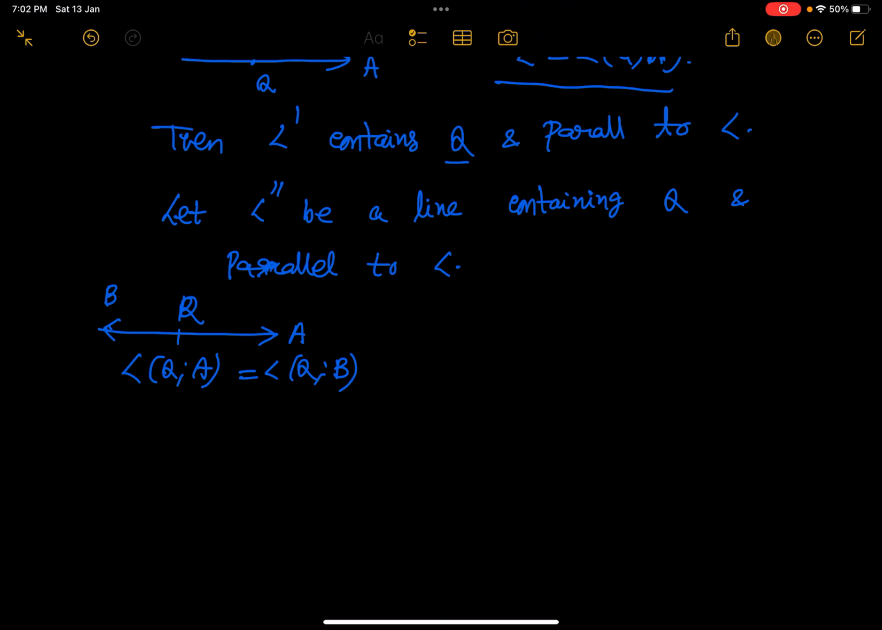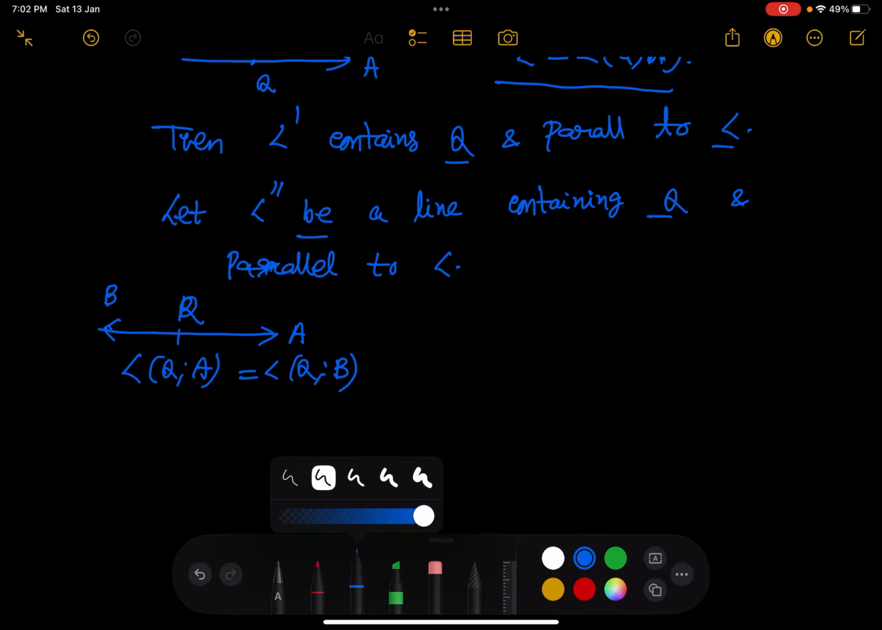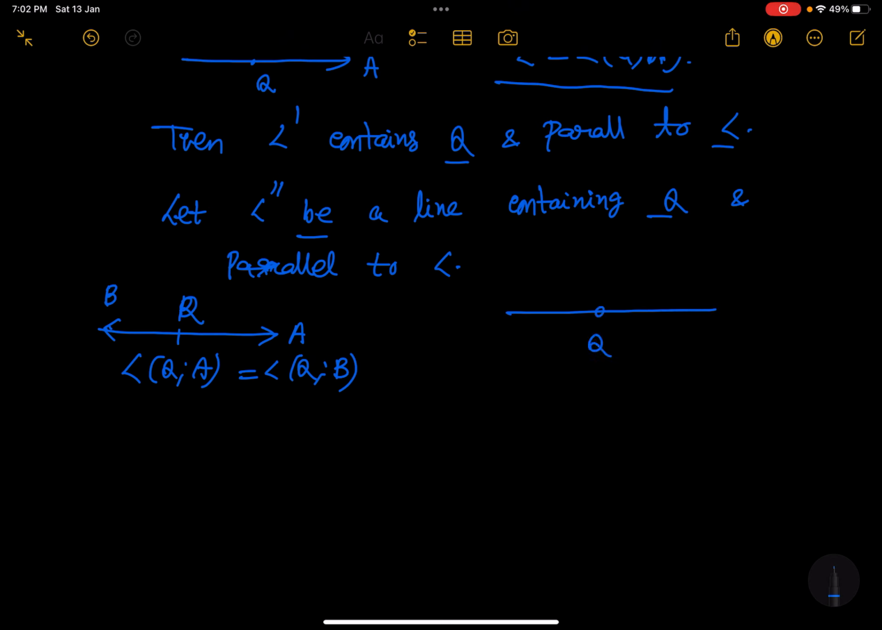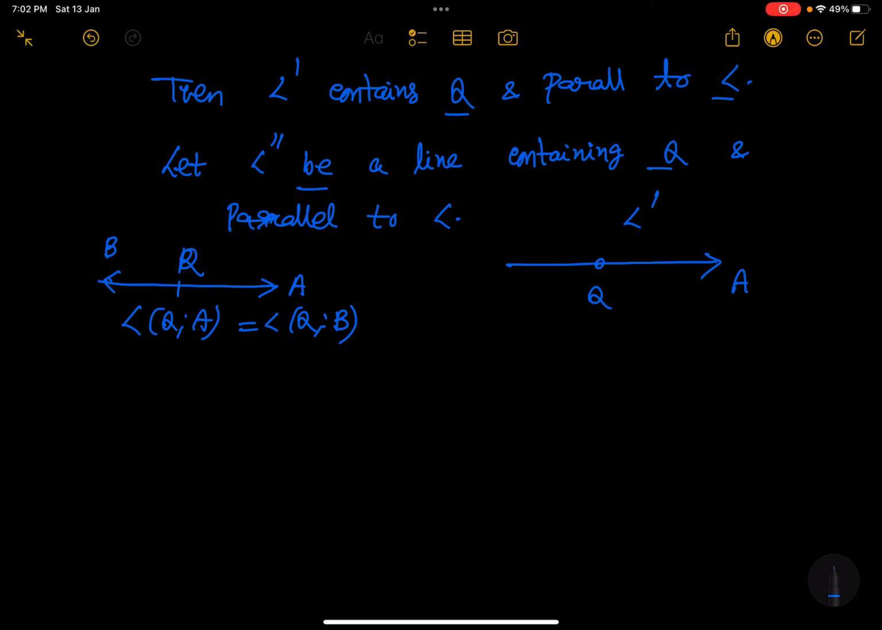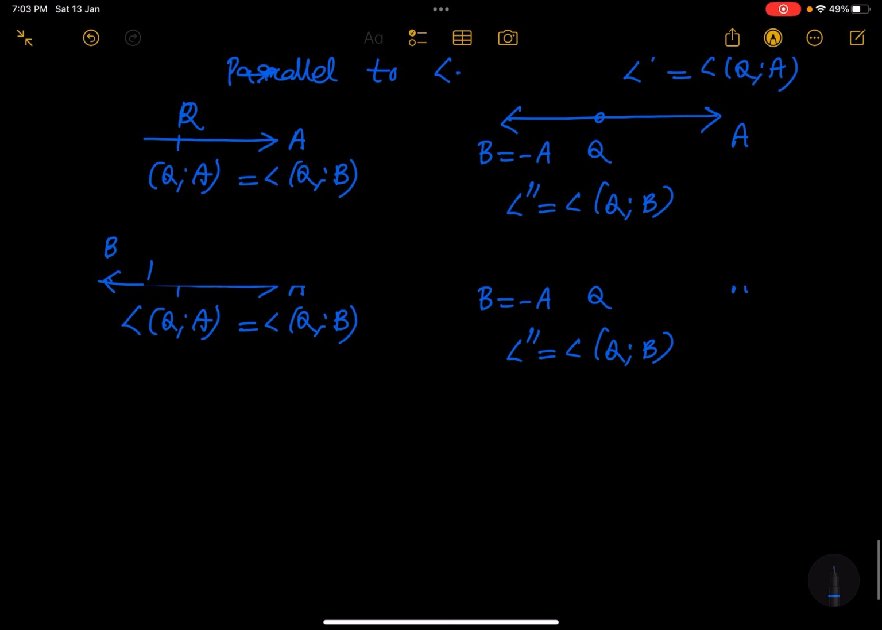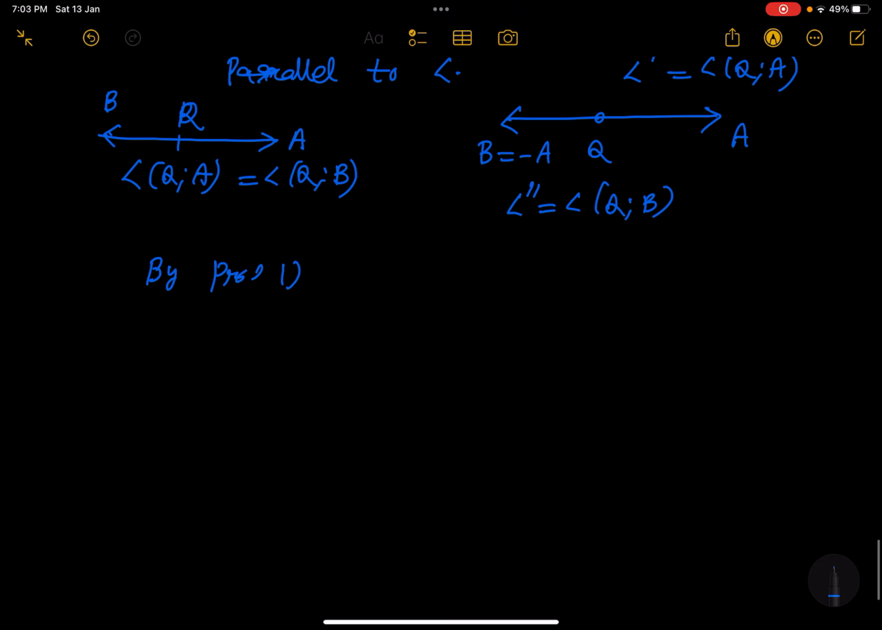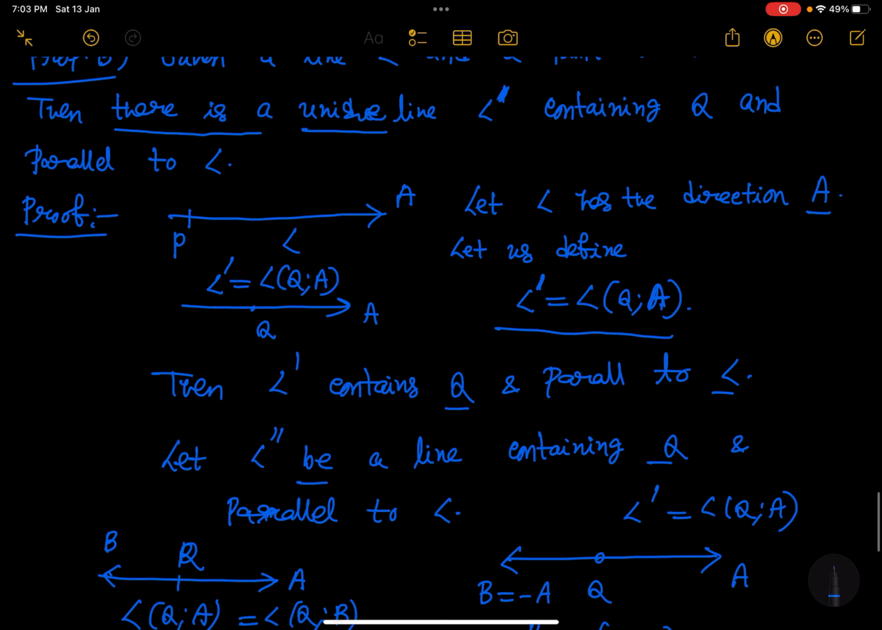So this L dash contains Q and is parallel to L, with capital A being the direction of capital L. L double dash also contains this point Q and is parallel to L. Maybe L double dash may have some different direction, let's say L of Q comma B, or some t times A instead of A, and this is L of Q comma A. So by property 1, L dash is L double dash. So this proves the uniqueness.